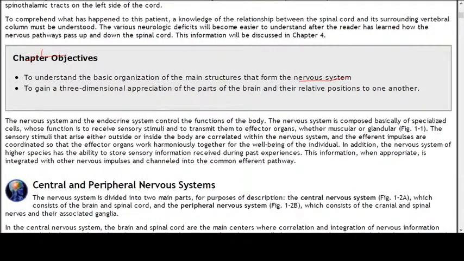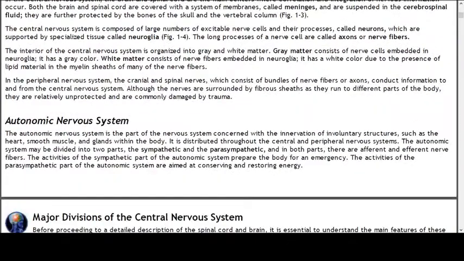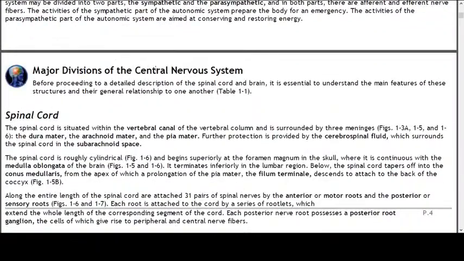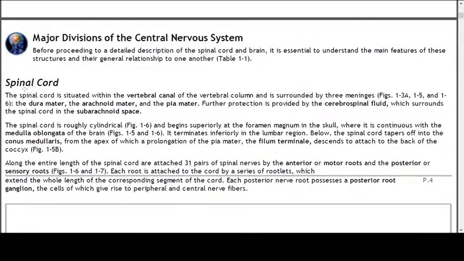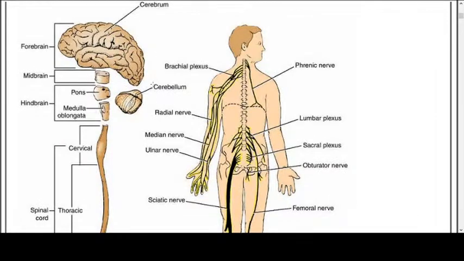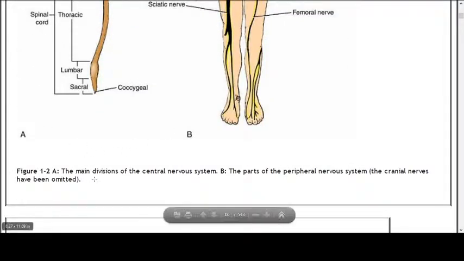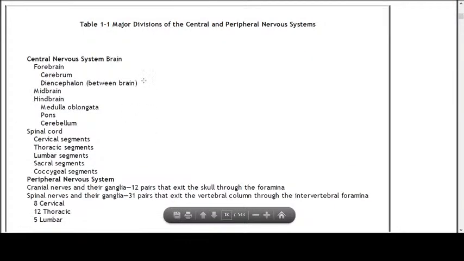Okay, so central and peripheral nervous system, this one. Okay, autonomic nervous system. So major division of the central nervous system. So the parts of the central nervous system are given, for instance, spinal cord. And the figures of the spinal cord and the base part of the brain are given in pictorial form. The main division of the central nervous system. Okay. So what is this? Major division of central and peripheral nervous systems. Okay, the divisions are given.